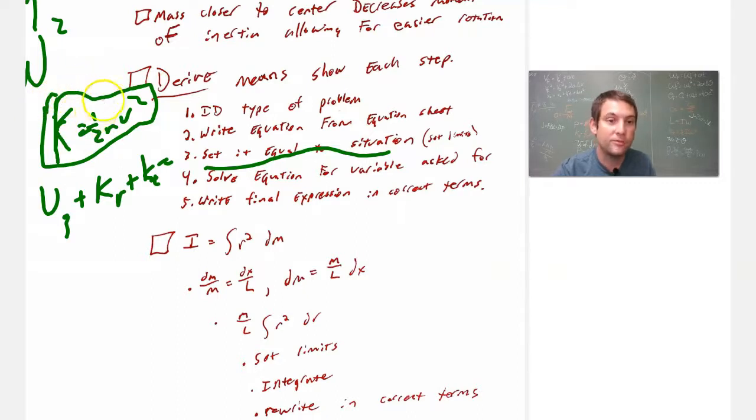At least be able to find the starting point, write that down, because whenever you see this derive word, there's a lot of partial points available, a lot of partial credit. Gather those points. That's what we're trying to do. We're not trying to answer every single thing absolutely correctly. We're just collecting points. Solve the equation for the variable asked for. Write your final expression in the correct terms.